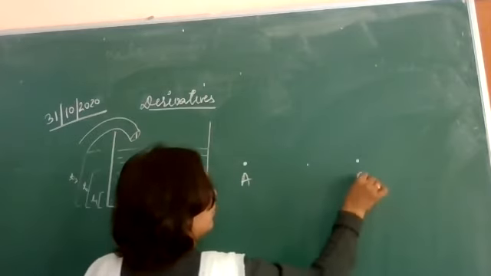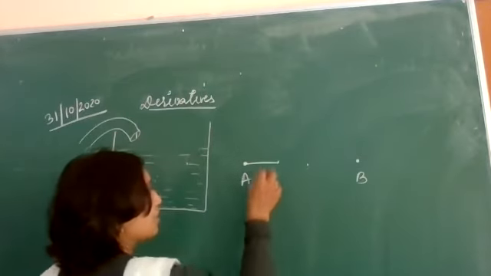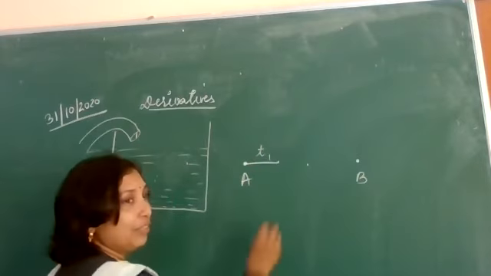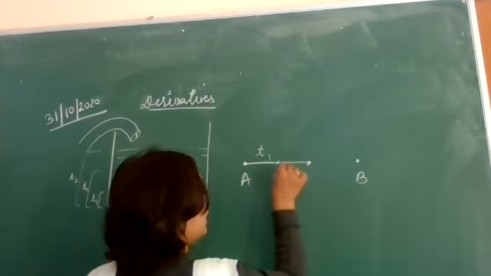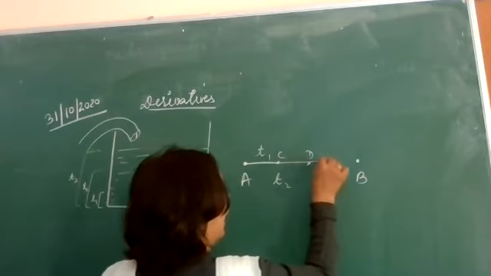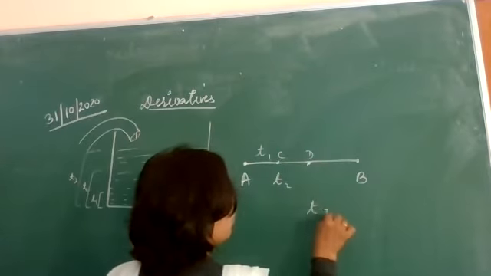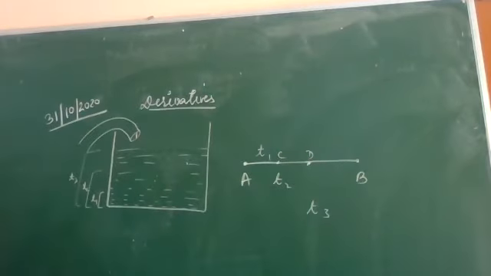If we want to move from one point to another, we are checking the distance at particular time intervals. At t1, we are at this point. At t2, we are at this point. Let's take it as C, D. At t3, we are at this point. So again, we are checking the distance after particular time intervals.